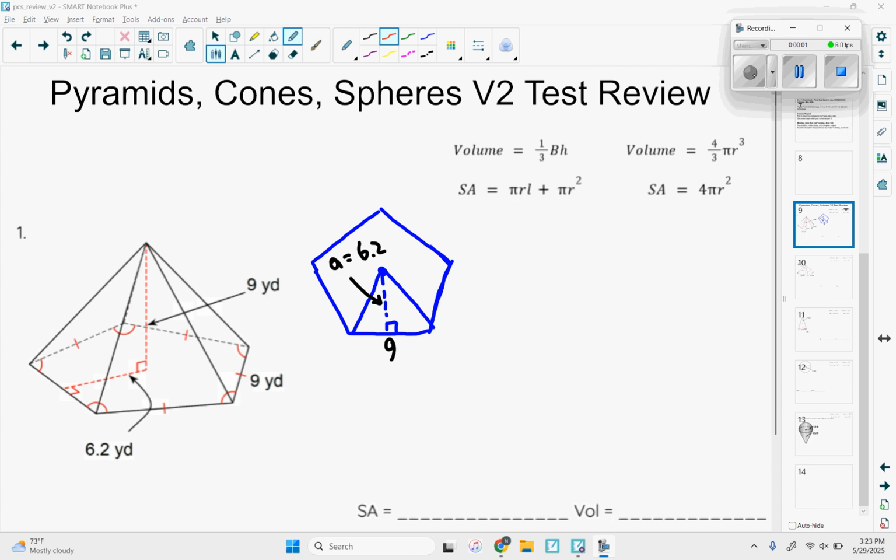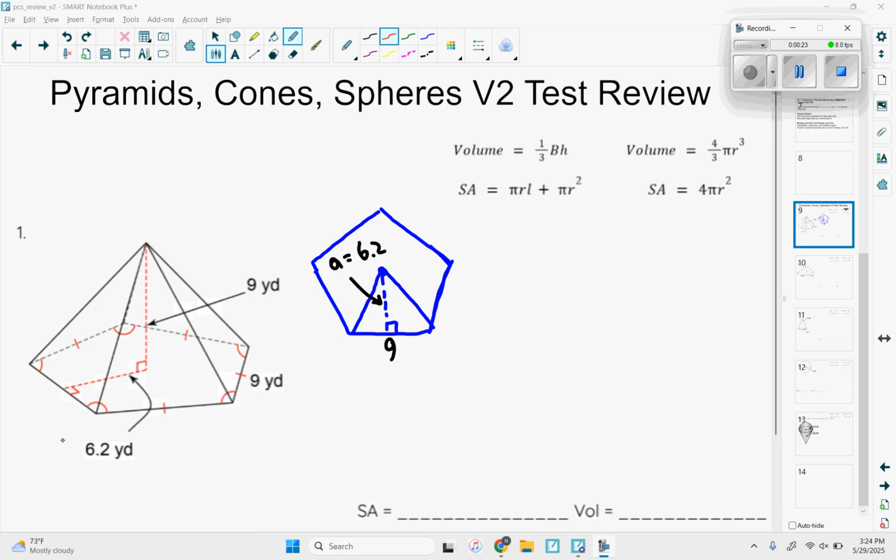Here is our Pyramids, Cones, Spheres version 2 test review. We're going to start with problem number 1, which is a pentagonal base pyramid. Whenever we have a pyramid, we're going to want to look at our base first, which is that pentagon. We also want to make sure we label the parts that we have.